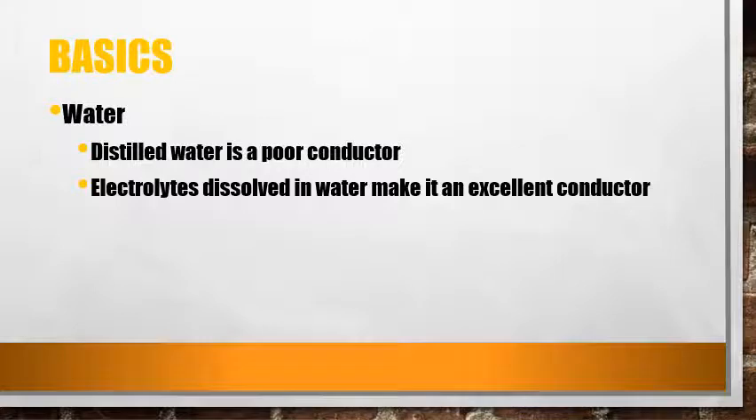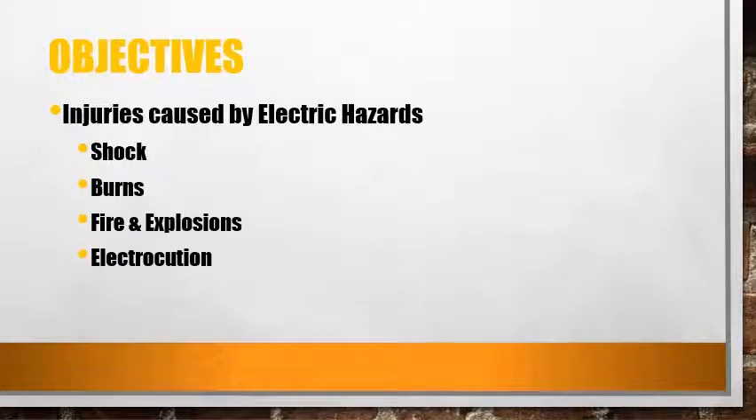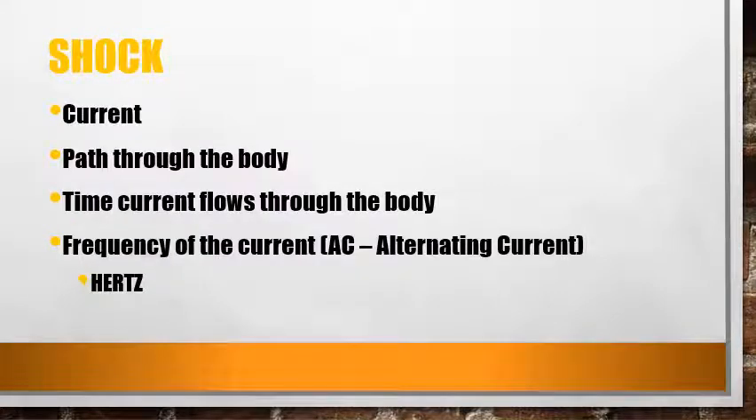The different injuries which can be caused by electricity include shock, burns, fire and explosions, and electrocution. Shock is when current takes a path through the body. When you are shocked by electricity, there are 4 criteria which determine the danger which that shock will present to you physically. The first is the amount of current. Current is the amps. Also, the path through the body is very important. Also, the amount of time that the current will flow through the body is important. And the frequency of the current, if it's alternating current, the hertz of the current will increase the damage caused by the shock.